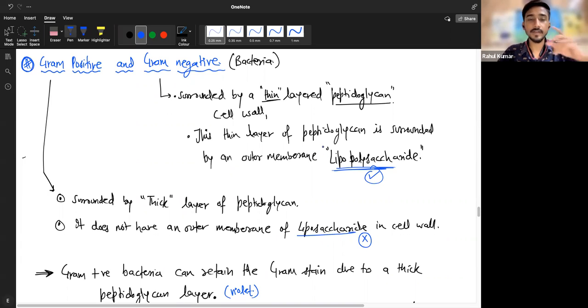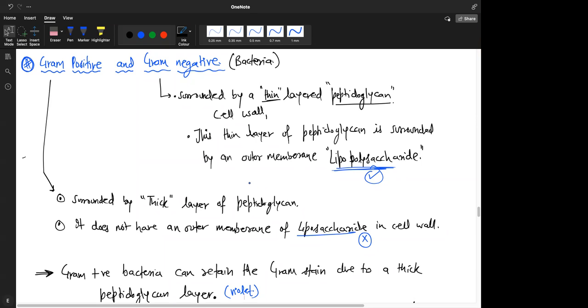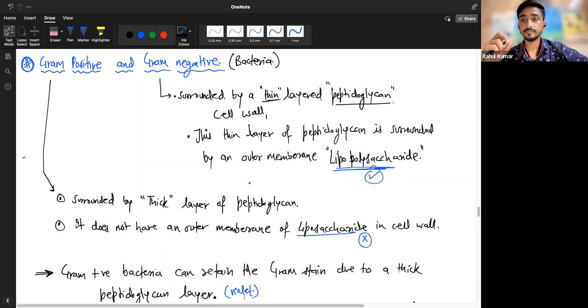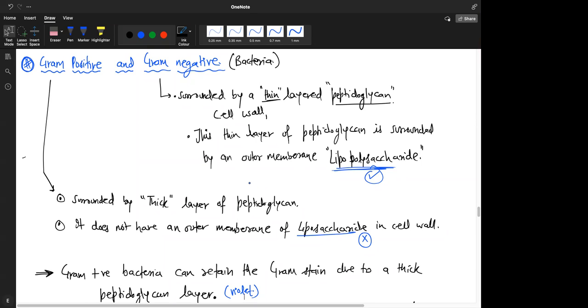So just write down: gram negative bacteria are more harmful and difficult to kill due to the presence of lipopolysaccharide layer. Gram negative or gram positive? Gram negative. Okay. Gram negative is difficult to kill.